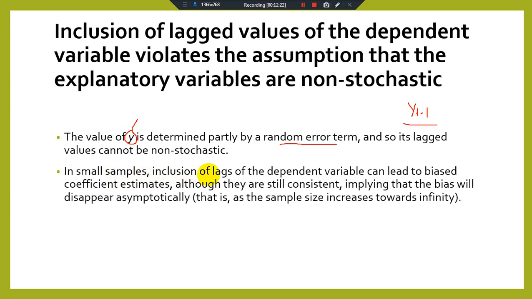Okay, in small samples, inclusion of lags of the dependent variable can lead to biased coefficient estimates, although they are still consistent, implying that the bias will disappear asymptotically. When we increase the sample size, this issue will be resolved, our parameters are consistent and no more biased. They become unbiased when we increase the sample size, but this is a later case. But as we take the lag, then our parameter will become biased.